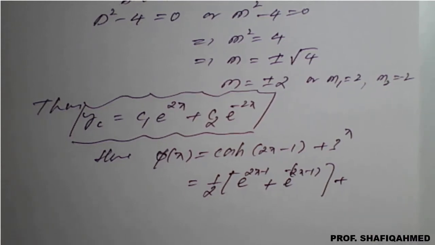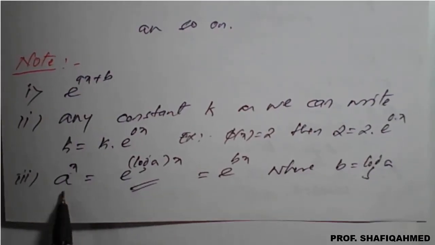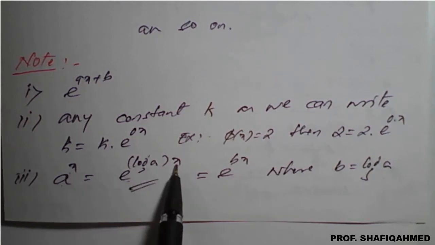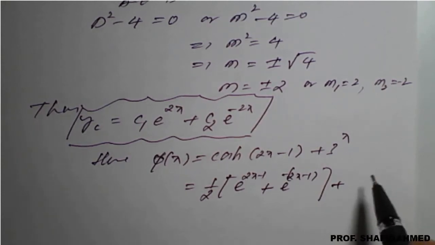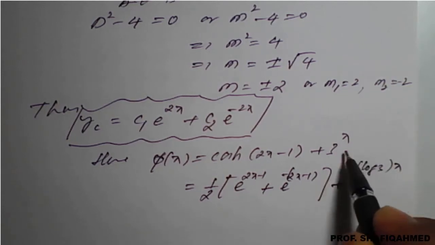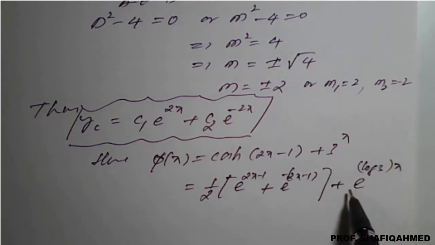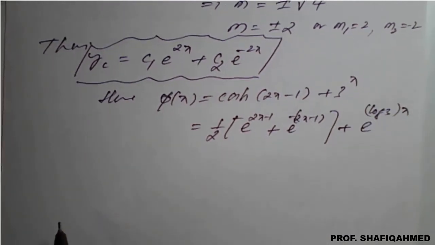I will just go back and show you the formula once again. So a raised to x, that is 3 raised to x, is e raised to log a into x, the same formula. So it is nothing but e raised to log of 3 into x. The expansion of a raised to x formula, that is 3 raised to x, is e raised to log 3 into x. With the help of this we are going to find the particular integral now.